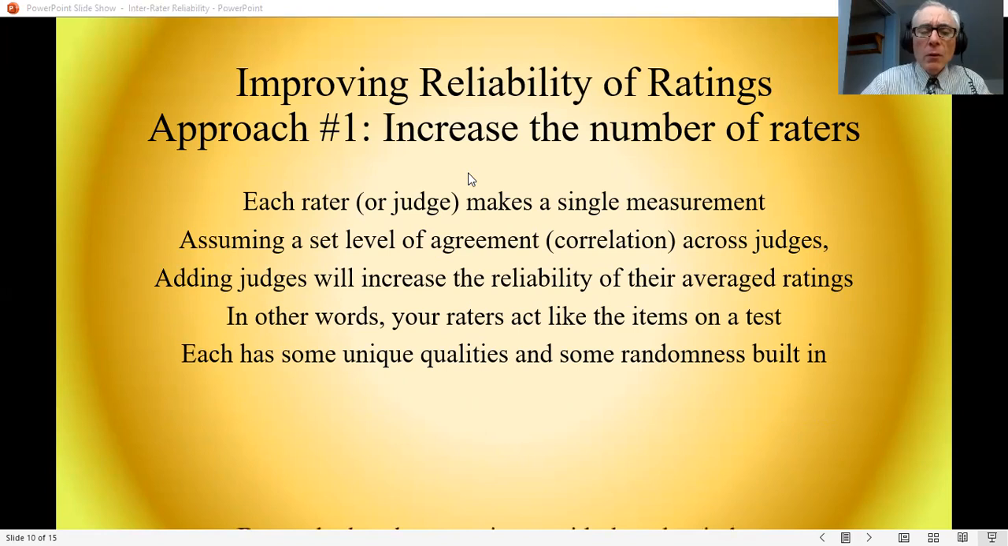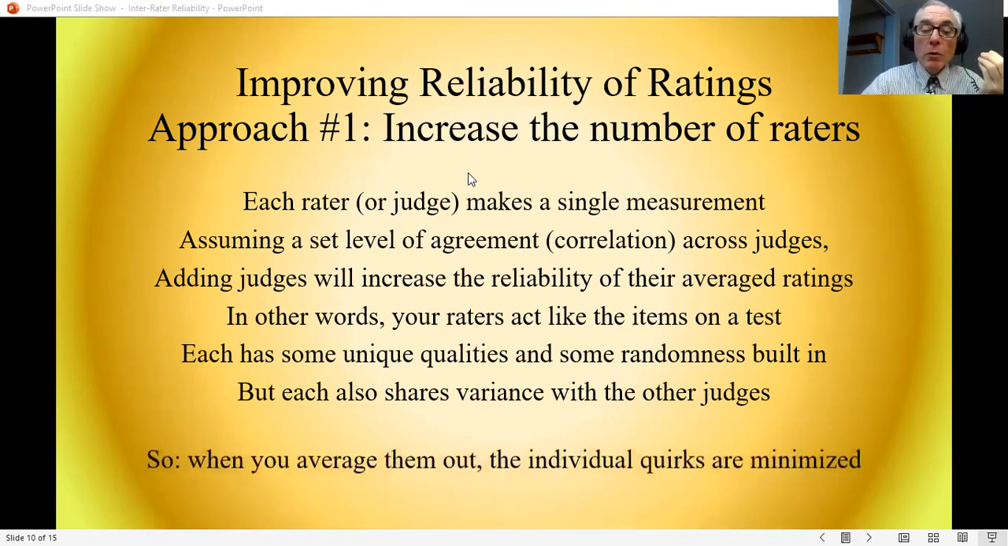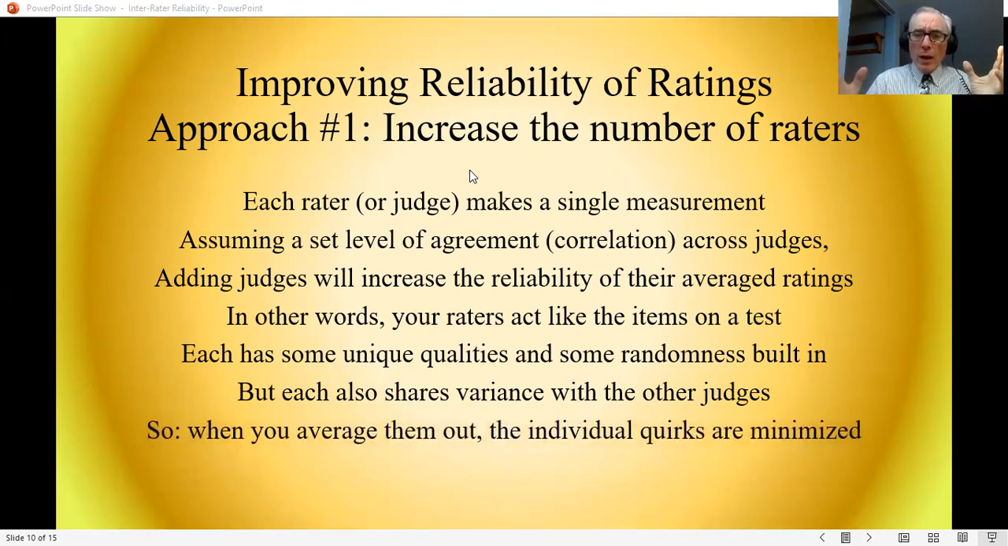The reason for this is that, as with items on a test, each judge has some unique quirks and some randomness, but also shares something with the other judges. And that's the essence of what we're trying to get at. So when we average out what 4 different judges have said, their individual quirks get minimized. Supposing we were rating bands, for example, I'll use a more extended example in a minute. Suppose we're rating bands.